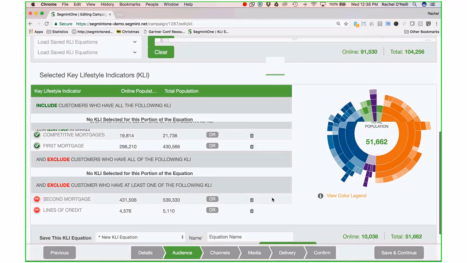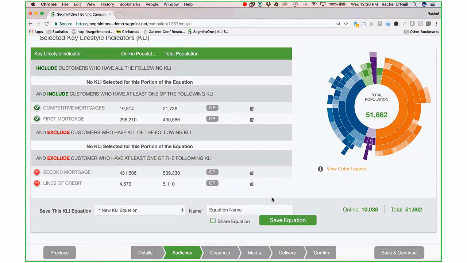Now, as I scroll down, I see the audience that this institution currently has created for this home equity line of credit campaign. And it's a simple and/or taxonomy. It reads just like it says. They've included customers who have a competitive mortgage or a first mortgage, but you can see they've also excluded customers who currently have a second mortgage or a line of credit. But more importantly than that, now you see a revised wheel over here, a revised KLI discovery view of a new population. That 1.3 million members is now down to a more rifled 51,000. And I see a cross-section of what all of these individuals have in common.